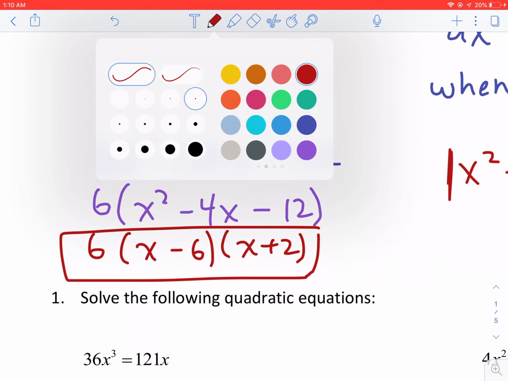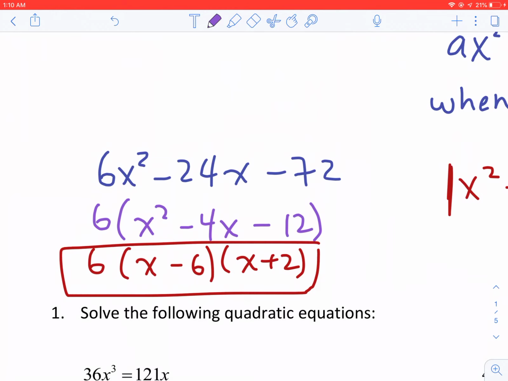So if you did do the AC method, it would work. It'd just be much harder. You have to do 6 times 72, and that's what a lot of people did. Find what multiplies to 6 times 72 and also adds to 24, which is crazy. And then once you did that, you still need to factor out a GCF at the end.